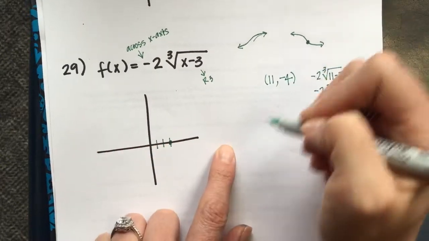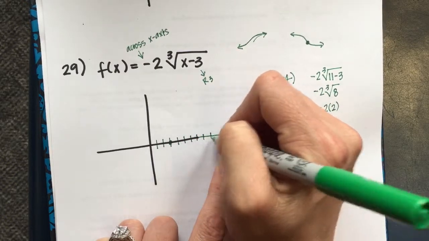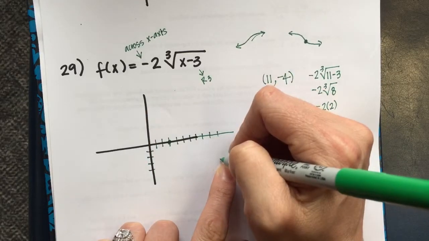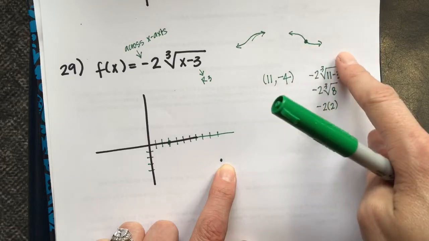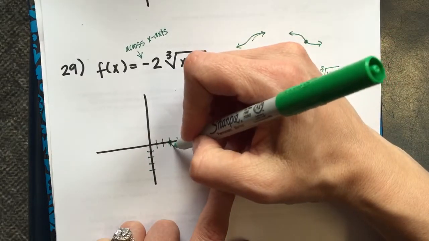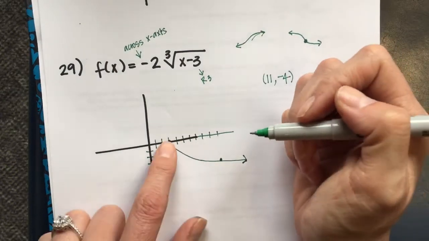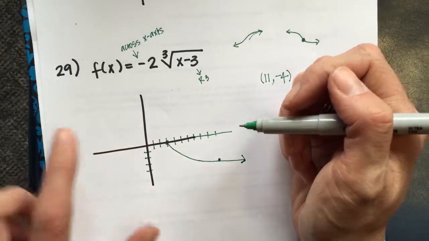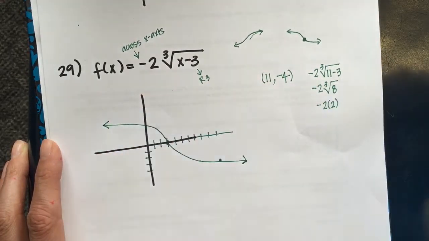So over 11 and down 4. So sure enough, it wiggles the way we thought it was supposed to. We anticipated this side goes down. It's like half a parabola again. And then the other side, instead of the parabola being the other half up here, this one's flipped over and it goes this way. That's what the cubic graph or cube root graphs look like.